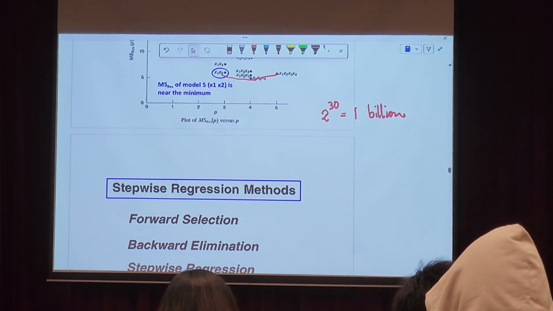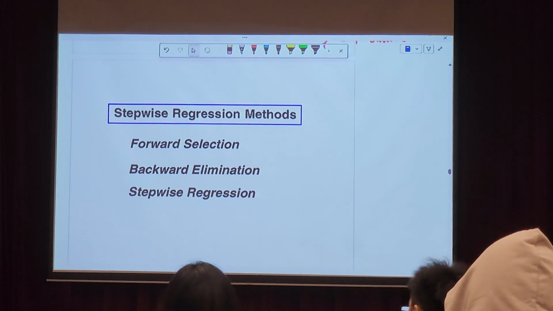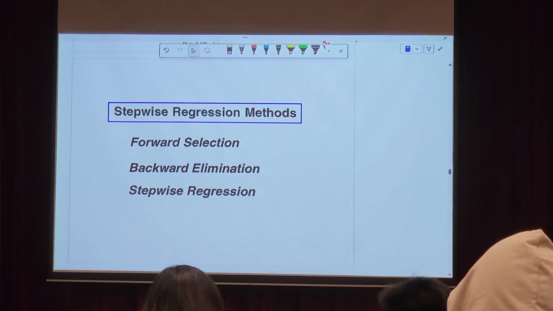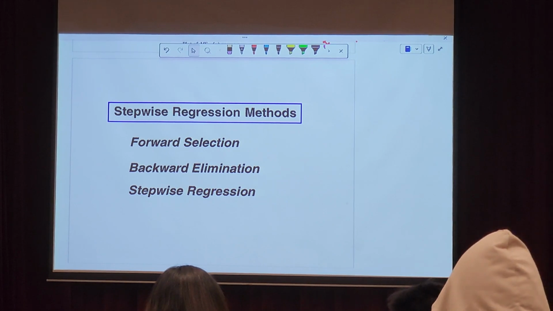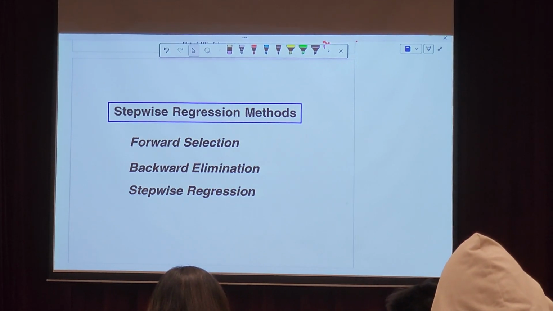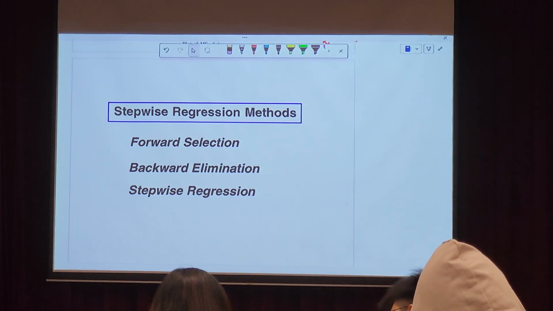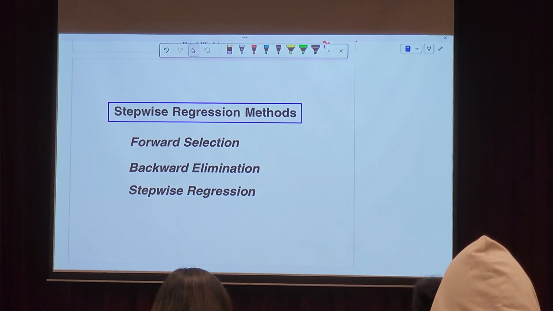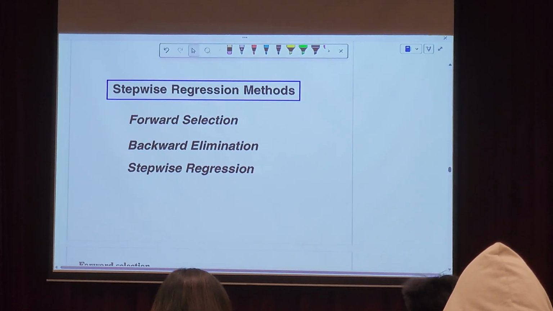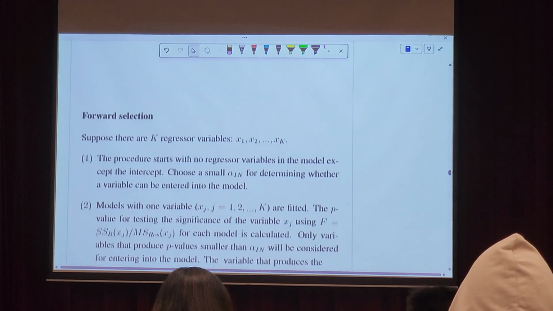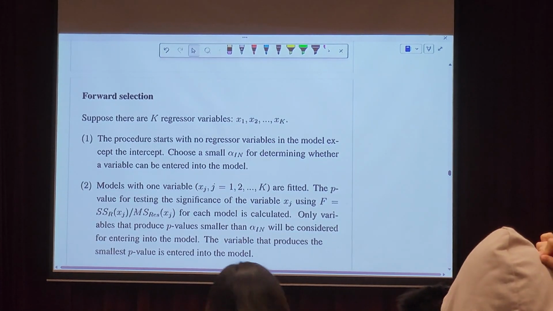So that's why stepwise regression methods come in. Suppose I have 50 regressors. Maybe I have 1 trillion models. I cannot use the all possible regression approach, so I need to do it in a stepwise manner. I can either use forward, backward, or stepwise. Actually, the idea is very simple. So let me explain to you how it works.